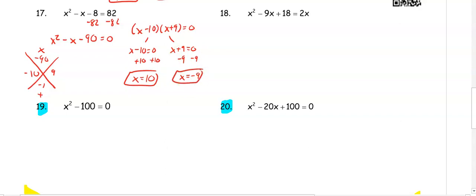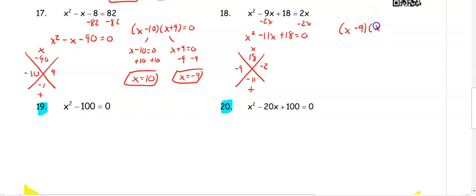In our last problem, number 18, we are going to subtract 2x from both sides. So we get x squared minus 11x plus 18 equals 0. So we need two numbers that multiply to positive 18 and add to negative 11. So those two numbers are going to be 9 and 2, and they both need to be negative. So we have x minus 9 times x minus 2 equals 0.